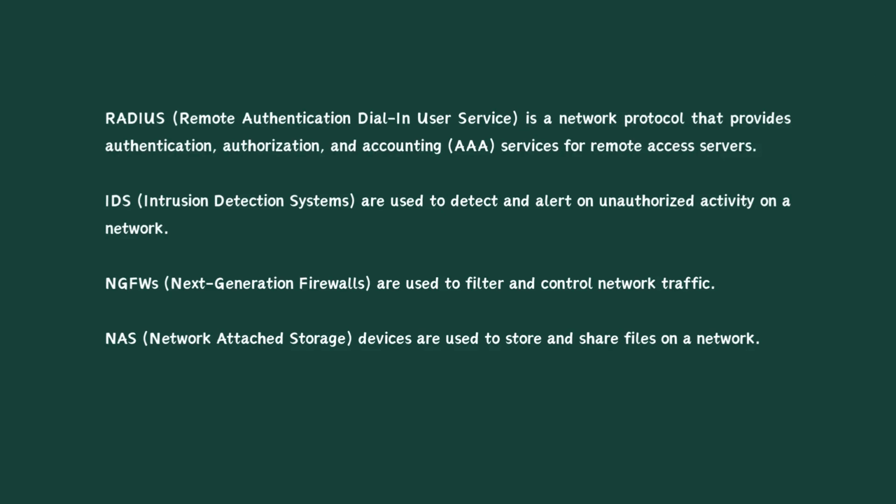Radius, Remote Authentication Dial-In User Service, is a network protocol that provides authentication, authorization, and accounting services for remote access servers. IDS, intrusion detection systems, are used to detect and alert on unauthorized activity on a network. NGFWs, next-generation firewalls, are used to filter and control network traffic. NAS, network-attached storage devices, are used to store and share files on a network.